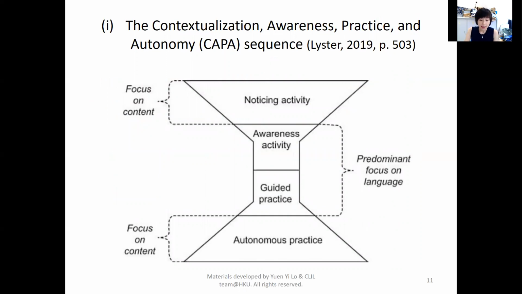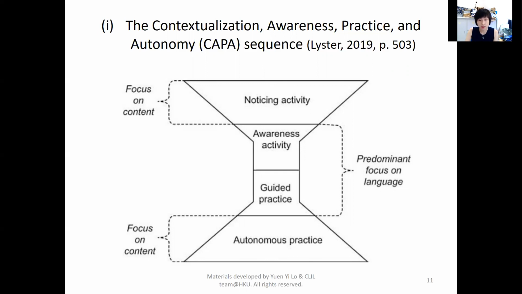For the CAPA sequence proposed by Professor Roy Lister in the context of Canadian immersion, there are 4 stages. In the noticing stage, students are exposed to the target language in the meaningful context provided by the content subject. In the second and third stage, students' attention is drawn to the target language features through awareness-raising activity and guided language practice. And in the fourth stage, students are given some autonomous practice related to the topic.